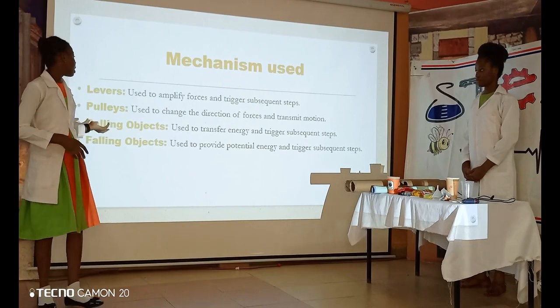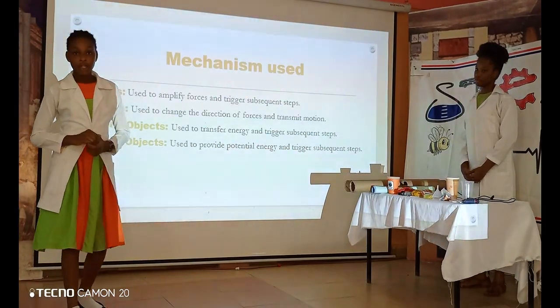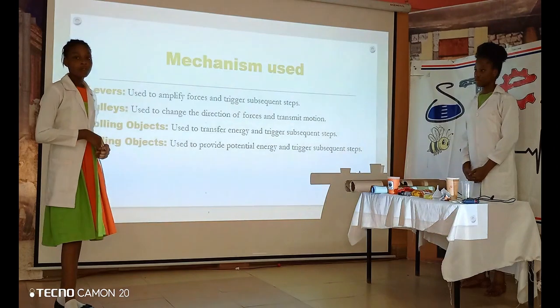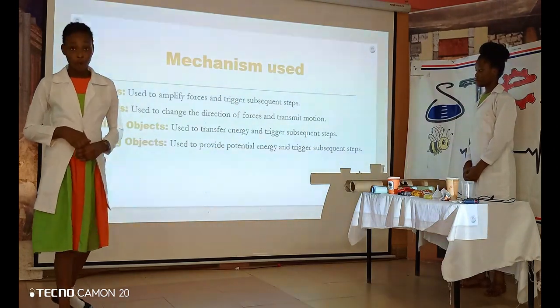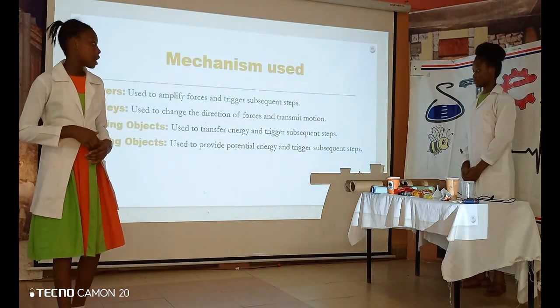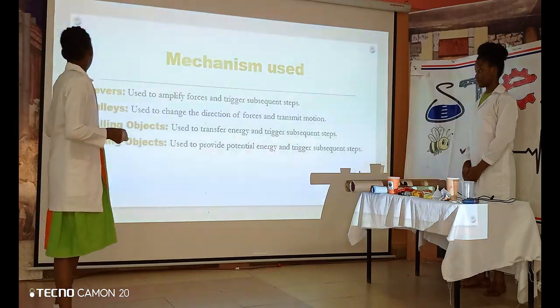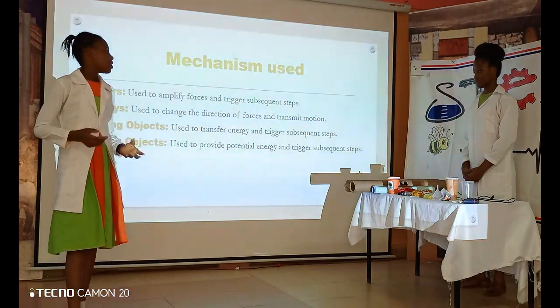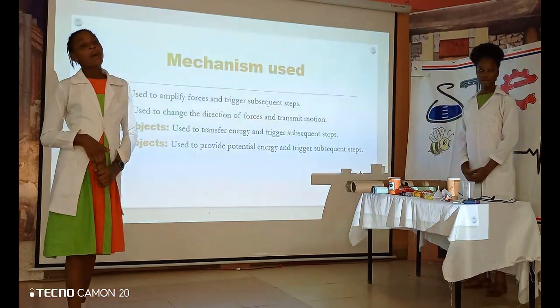Mechanisms used. Levers, used to amplify forces and trigger subsequent steps. Pulleys, used to change the direction of forces and transmit motion. Rolling objects, used to transfer energy and trigger subsequent steps. Falling objects, used to provide potential energy and trigger subsequent steps.